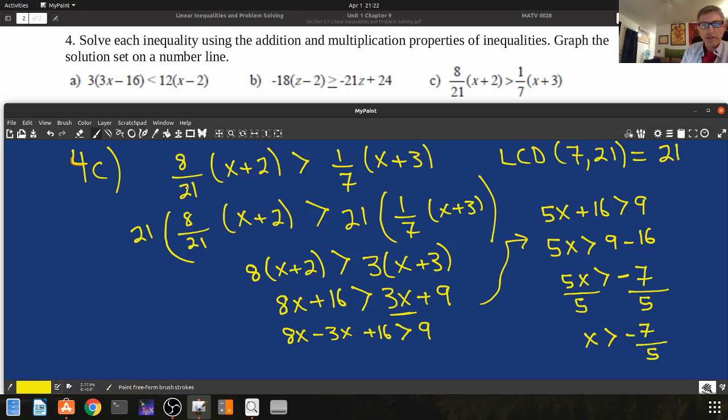So let's just check our work. 8/21 times x plus 2, 1/7 times x plus 3. LCD is fine. 8 times x plus 2, 3 times x plus 3. 8x plus 16, 3x plus 9, 8x minus 3x is 5x, 9 minus 16 is minus 7, so that should be correct. And let's graph that solution.